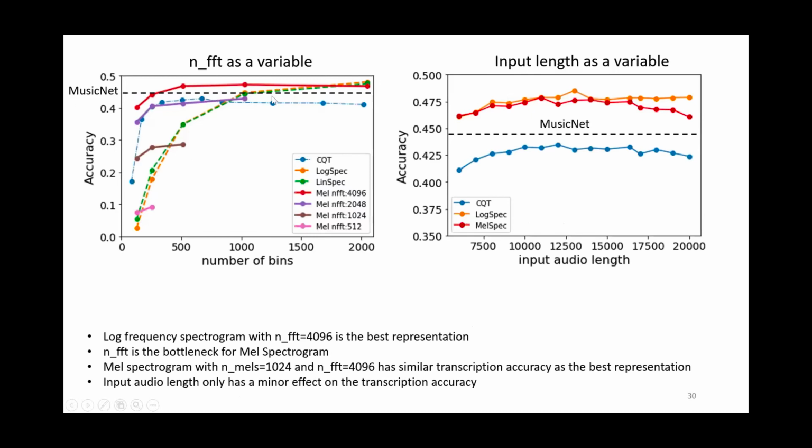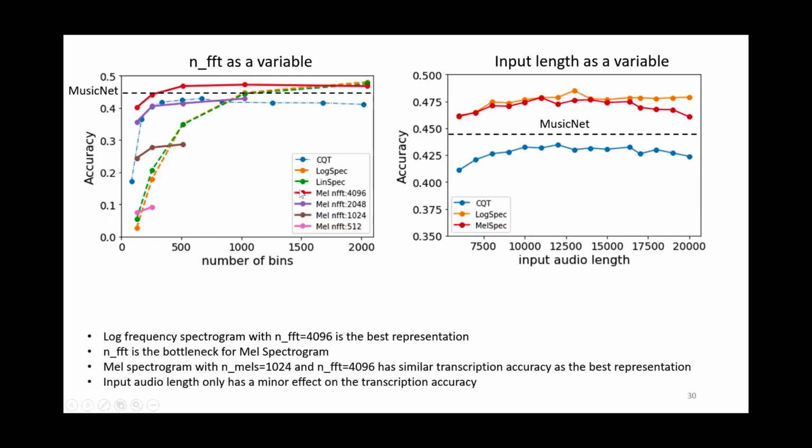The dashed line here represents the original MusicNet paper. They get a performance something around here. And the blue dots represent CQT. So you can see for CQT, the number of bins, if we increase it. For CQT, there are 2 parameters affecting the number of bins. The first one is the number of bins per octave. Another one is the number of bins. So if we increase the number of bins per octave, you can see it does increase the performance a little bit. But if we further increase it, the performance starts to deteriorate.